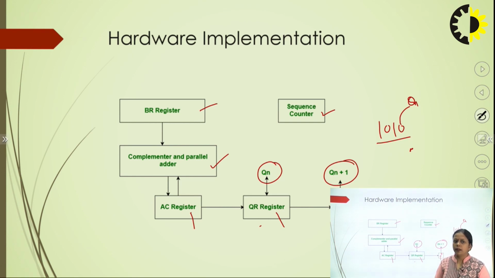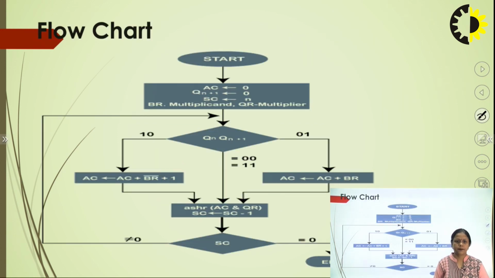So this is all the hardware requirement for the Booth algorithm, which is known as the hardware implementation. There is a requirement of 3 registers, a complementer and parallel adder, and a sequence counter, which is another register where we store the number of bits in the multiplier. And there is another flip flop, Qn plus 1, whose value will be 0 in the starting. So this is the hardware implementation.